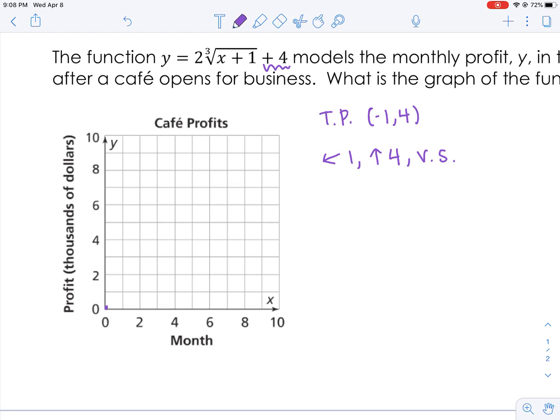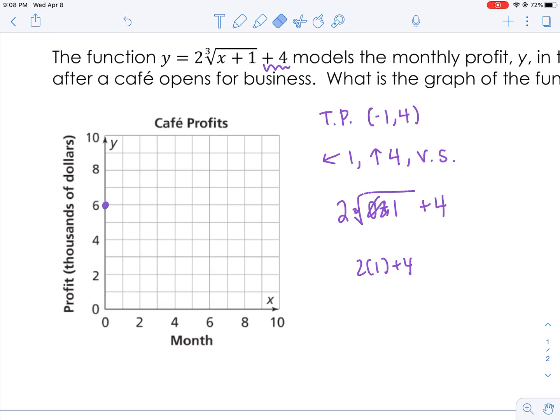So if I plug in 0, we're talking about profit for a cafe. Hopefully it's not negative. Unfortunately, a lot of companies are right now. But if I plug in 0, I'll have 2 times the cubic root of (0 plus 1), plus 4. The cubic root of 1 is 1. So that'd be 2 times 1 plus 4. So 2 plus 4 is 6. So it's actually going to start right up here.